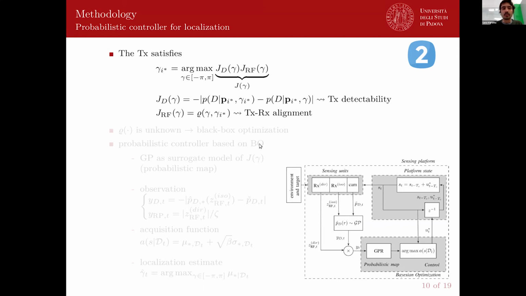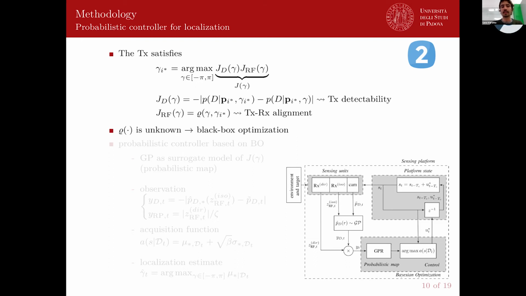In the second phase, instead, we formulate the localization problem as an optimization problem, since the transmitter satisfies a certain optimization constraint in which the cost function accounts for two modules. The first one is a detectability module. So we want the solution to satisfy the same detectability of the transmitter. Obviously, this is unknown, so must be estimated. But also the misalignment gain must be maximized. So we need to have a certain alignment between receiver and transmitter. And this means that we are essentially looking at the transmitter.